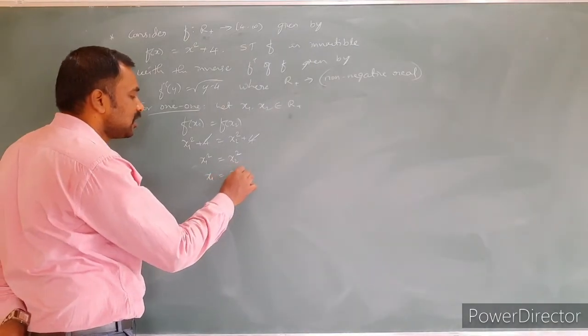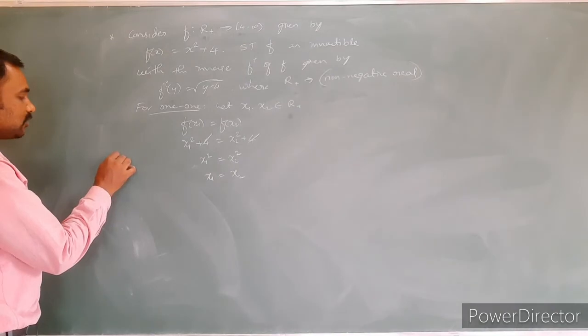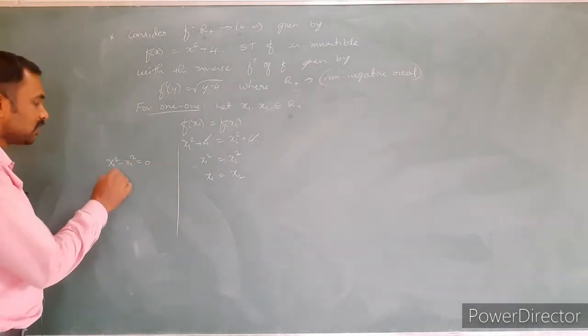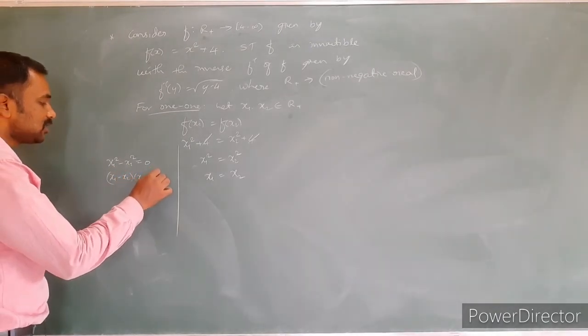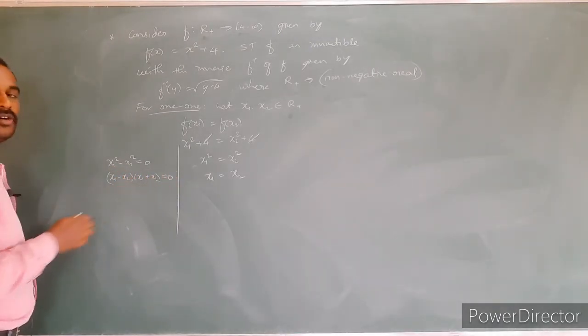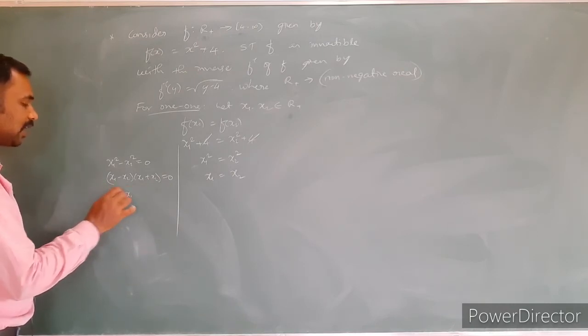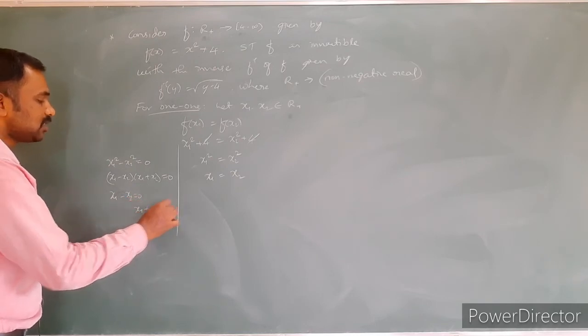Directly we can write x1 is equal to x2, or else we just used to do x1 square minus x2 square is equal to 0. Then (x1 minus x2) into (x1 plus x2) is equal to 0. Product of two numbers is equal to 0, so any one of the numbers is 0. Either x1 minus x2 is 0 or x1 plus x2 is 0.